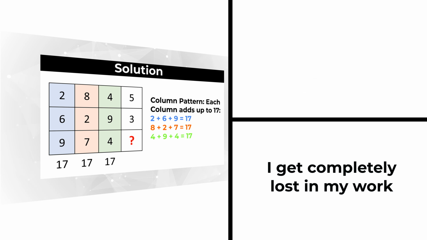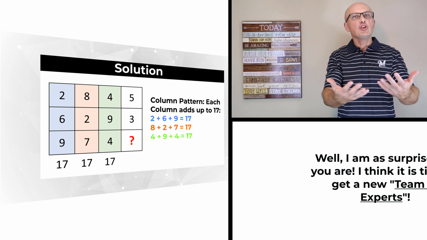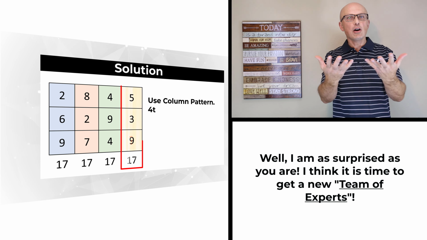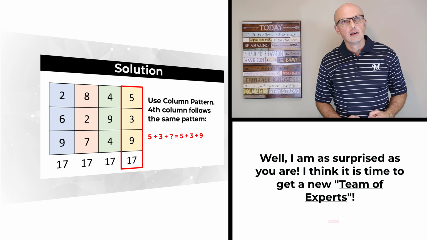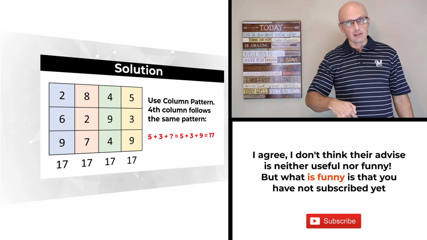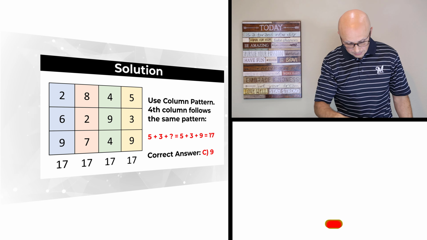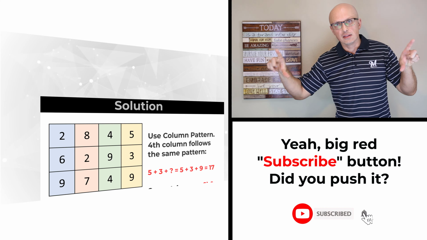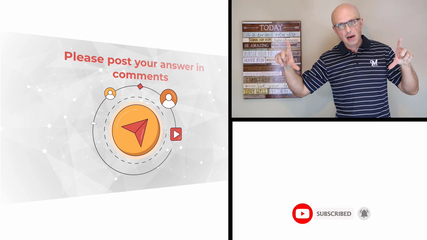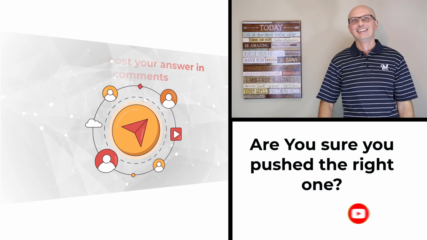Based on this information, we can calculate the missing value. 5 plus 3 plus question mark would be equal to 5 plus 3 plus 9, also equals 17. So the correct choice here is choice C, 9. Hopefully you've nailed this question and now know what to look for on similar problems on the test.